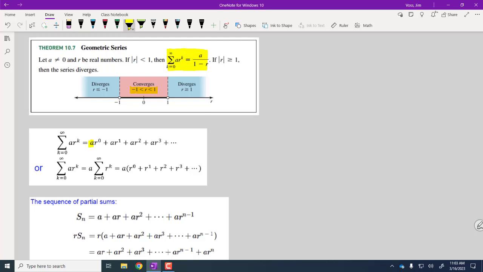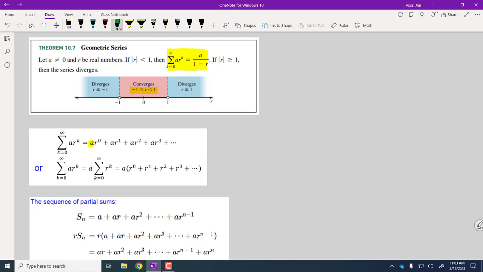If your series has an index that starts at 0, you plug it in, and whatever you get for that first value, that is your a. If your series starts at 10, you plug in the 10 for the k, that's going to be your first term. No matter what, a is the first term, regardless of where the index starts. a means the first term in the series, always.